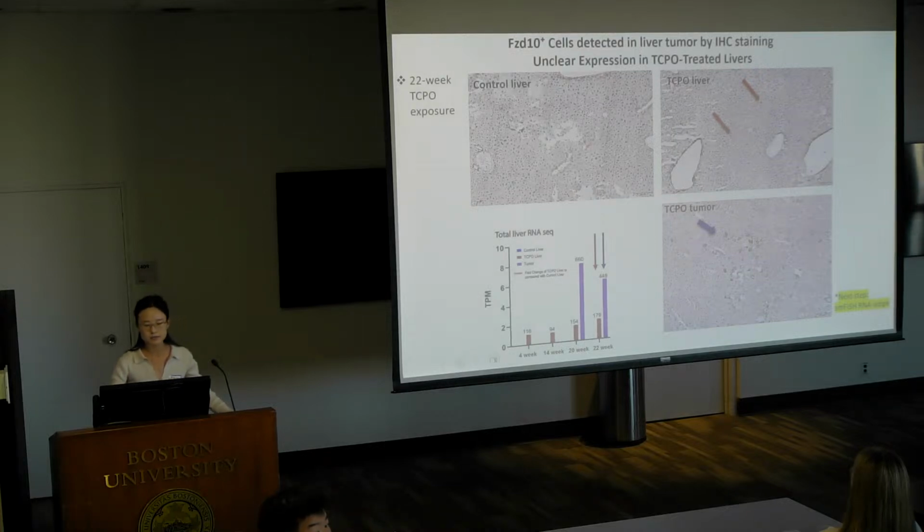So here is our IHC staining result. We can see that it's very clear in the TC pop-up tumor samples. These brown dots are frisoten, but it's not very clear in the TC pop-up liver, although we observed some brown dots. So our next step is that we will use smFISH to validate that.